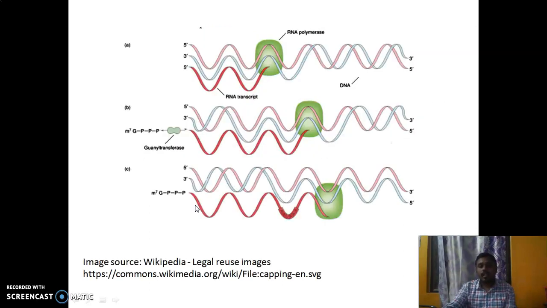This is the diagrammatic representation of the 5' capping process. In this image, you could see there are three strands. So the first two are the DNA strands, and the last red color strand is the newly formed mRNA. And to this mRNA, at the 5' end, the guanyl transferase enzyme adds the methylguanosine. So this process we call the 5' capping.